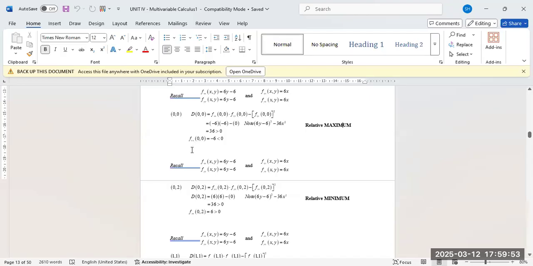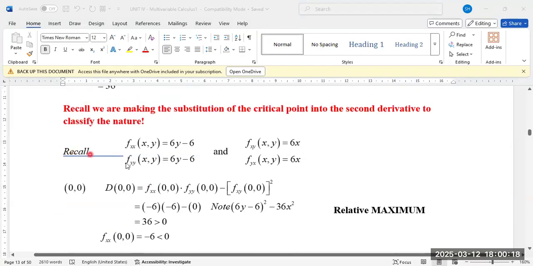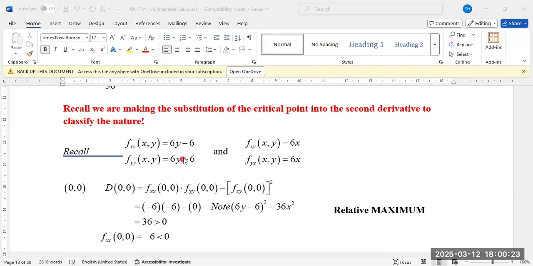So what is going to happen now, Carno, is I'm looking at my stationary point. Let me bigify this one for my explanation. What you're doing here is you're using the coordinates 0, 0. Remember, as I recall it right here, your f of x is 6y minus 6. Your f of y is also 6y minus 6. Your f of xy is 6x, and yx is also 6x.